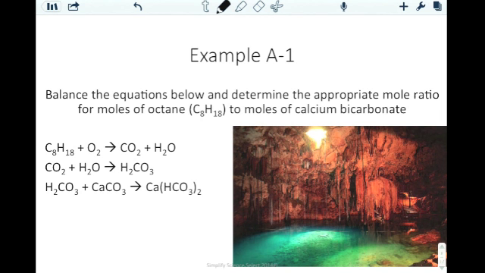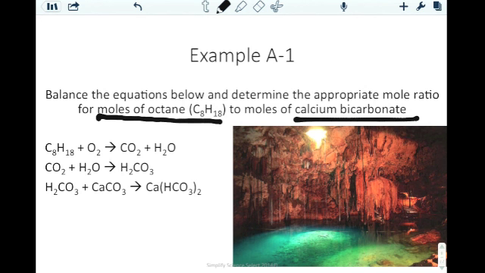Okay, let's look at an example here. It says balance the equation below and determine the appropriate mole ratio of moles of octane to 2 moles of calcium carbonate. So we're going to have to balance all of these out. The main thing with stoichiometry is it only works with a balanced chemical equation, so we have to start there.